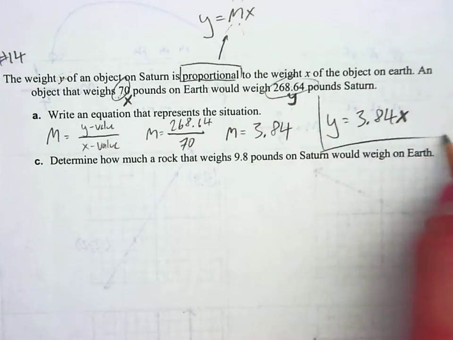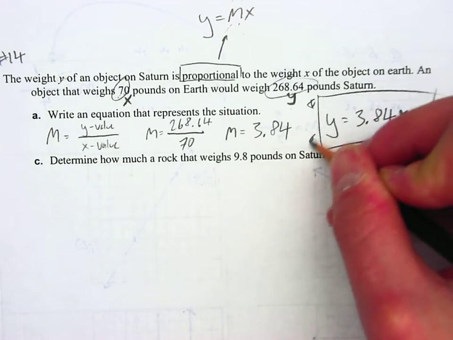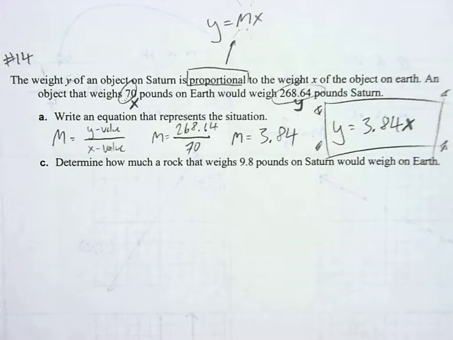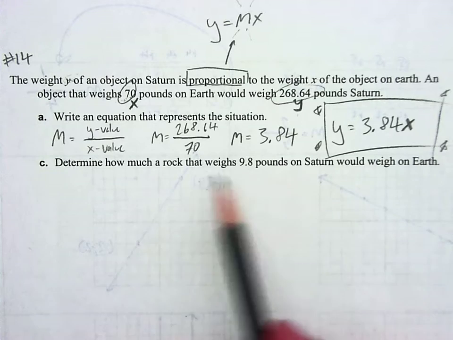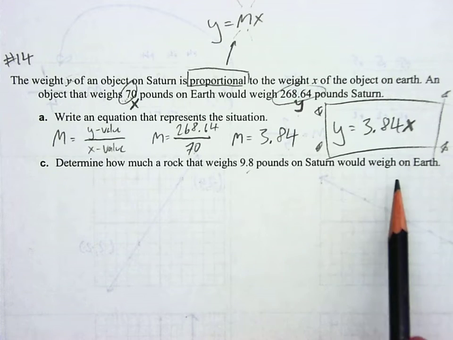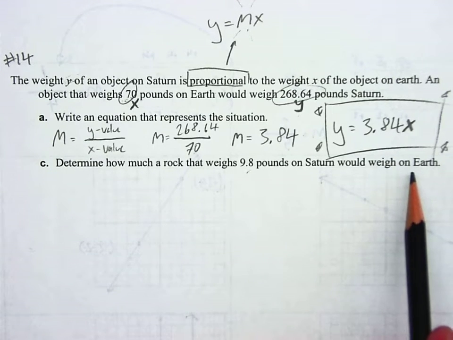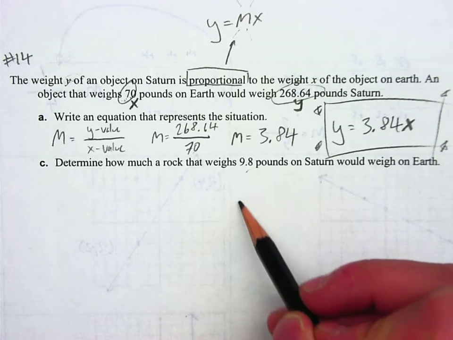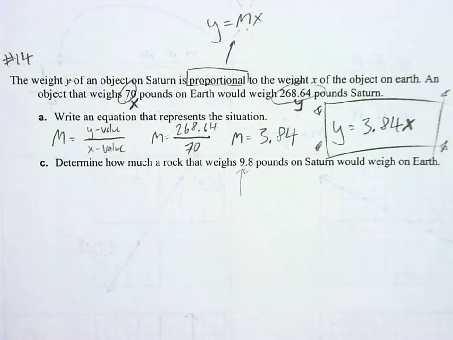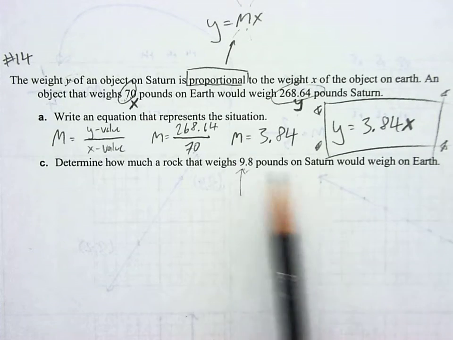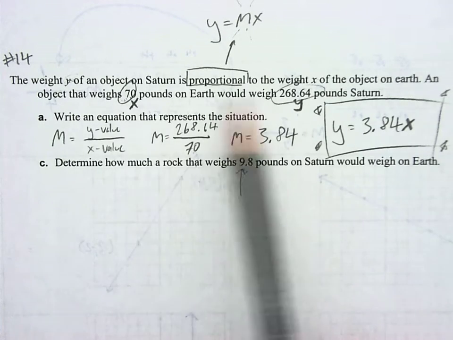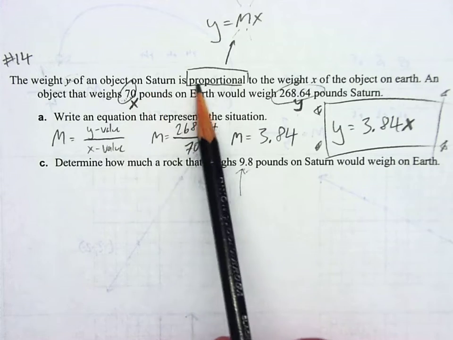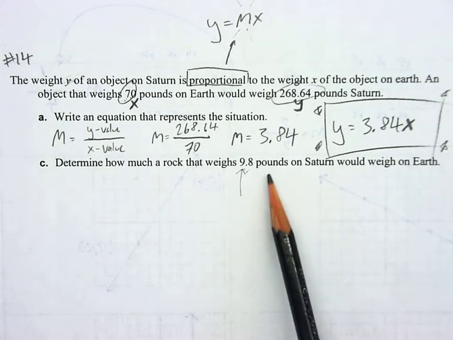I might even put a box around it because I'm proud of the work that I've done there, and I want to mark my answer clearly. Now I'm going to use this equation to answer some questions down here. Determine how much a rock that weighs 9.8 pounds on Saturn would weigh on Earth. Well, I'm just going to ask myself, should this value be an x or a y? To figure that out, I'm going to read my original prompt to make sure I have it right. 9.8 pounds on Saturn. Y is the object on Saturn, so this would be a y value.